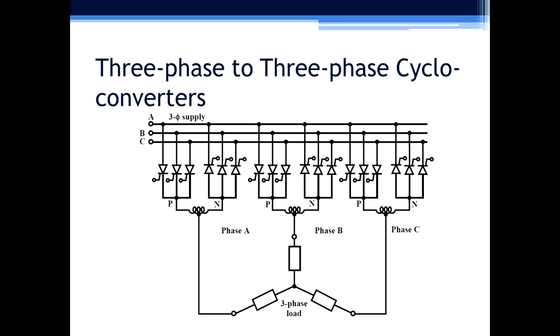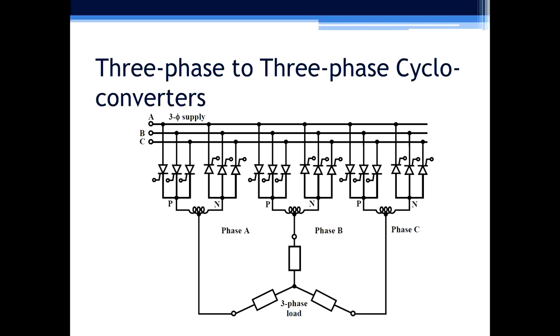Now each phase A will have a positive part and a negative part. Similarly, phase B will also have a positive part and a negative part, and phase C will also have a positive part and a negative part. The positive part of any phase will be generated by the P converter, and the negative part will be generated by the N converter. So each phase will have a positive part and a negative part from either the P converter or the N converter. The operation of all these 3 converters, the P or N converter of individual converter 1, converter 2 and converter 3, are the same.